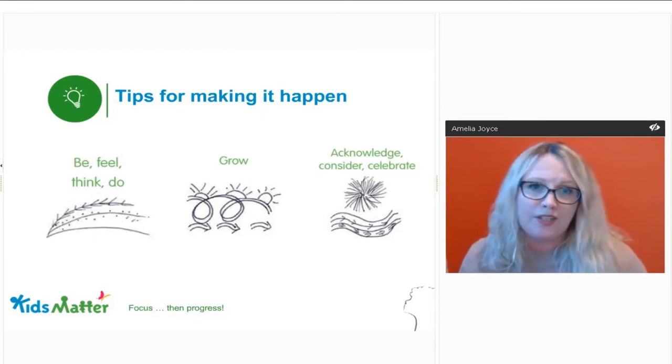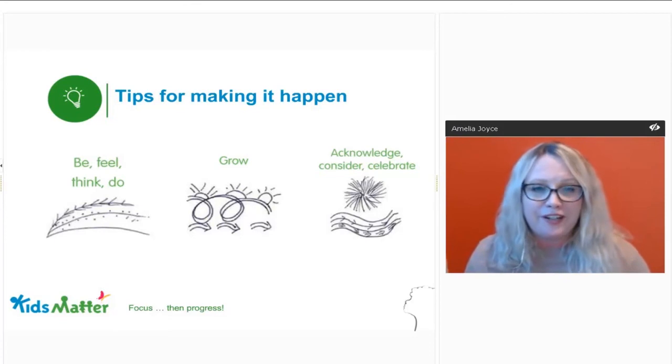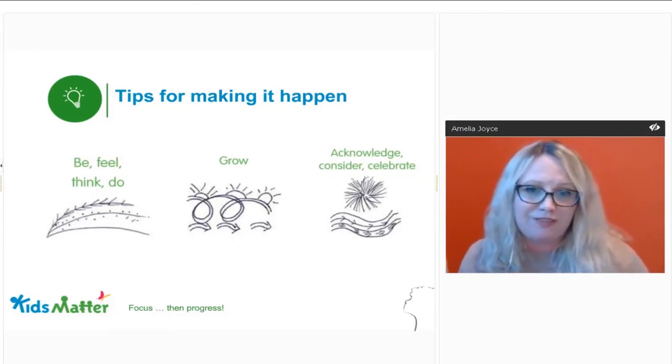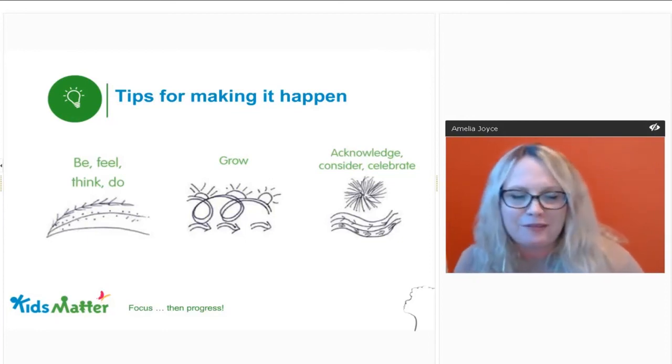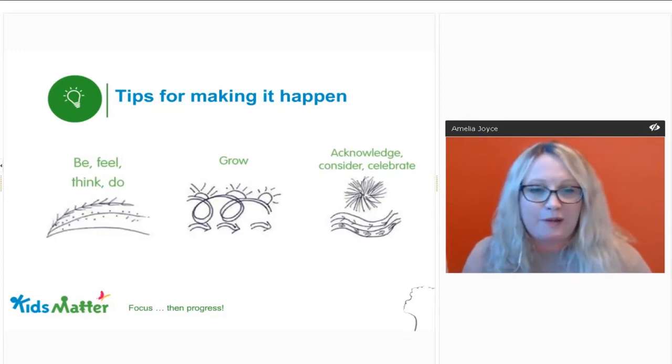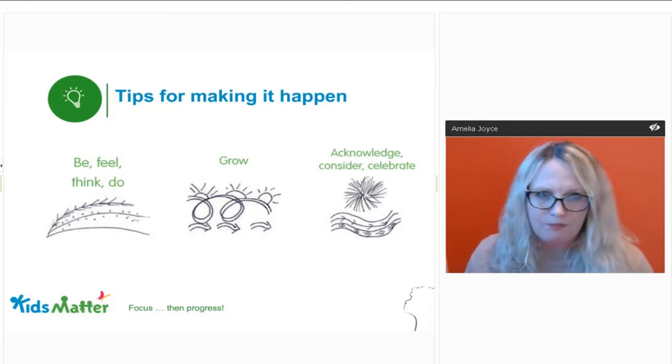And another really important element around progressing through KidsMatter professional learning is to really stop and pause, to acknowledge and consider what you've learned, but also what changes have occurred as a result of that. And the final part is around celebrating that. And that might be receiving the certificate that you get when you complete a topic and putting it up on a wall, or it could be about having some sort of community event or just a team celebration of sorts.